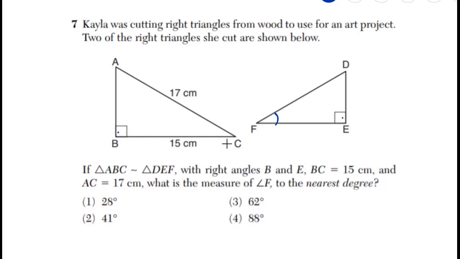So if you look, the best way that I like to do this, if you're not really comfortable looking at the triangle, the corresponding angles are going to be in the same position. So angle F is the third letter in this triangle definition. So the third letter in this triangle is C. So angle C and angle F are corresponding, and because they're similar triangles, they're congruent. So if we can find the measure of angle C, we can find the measure of angle F.